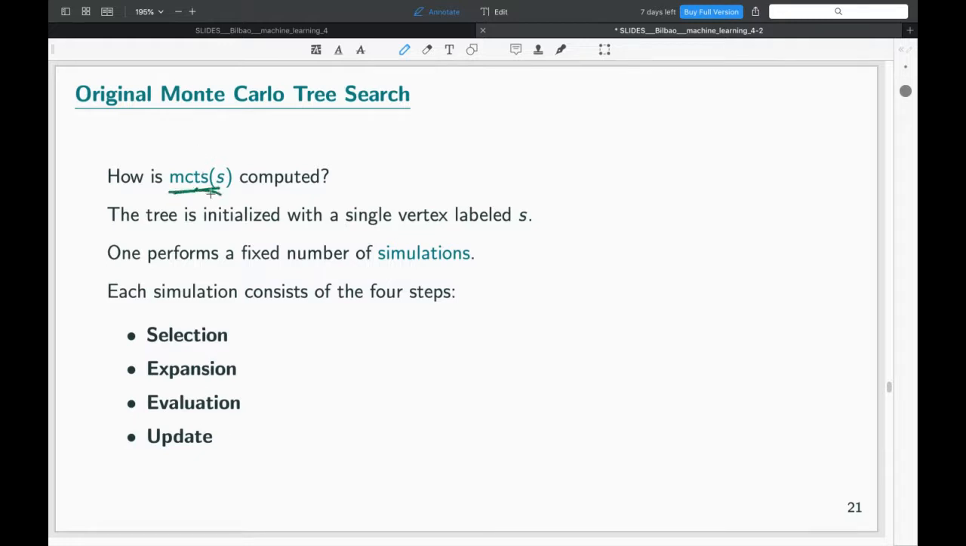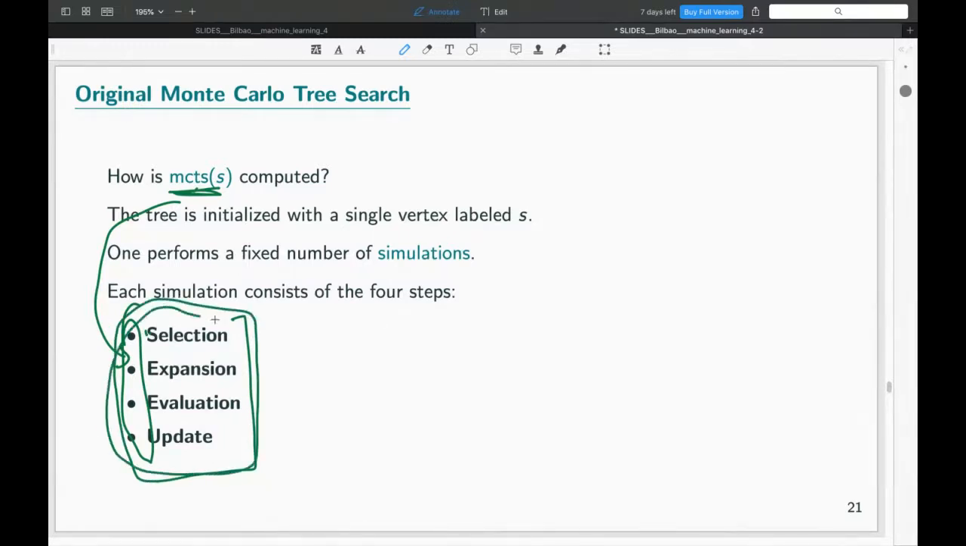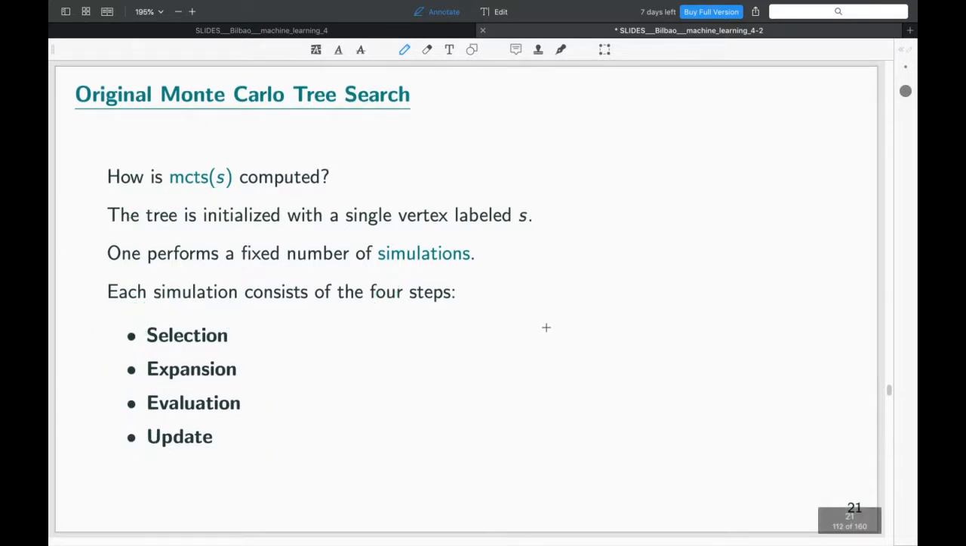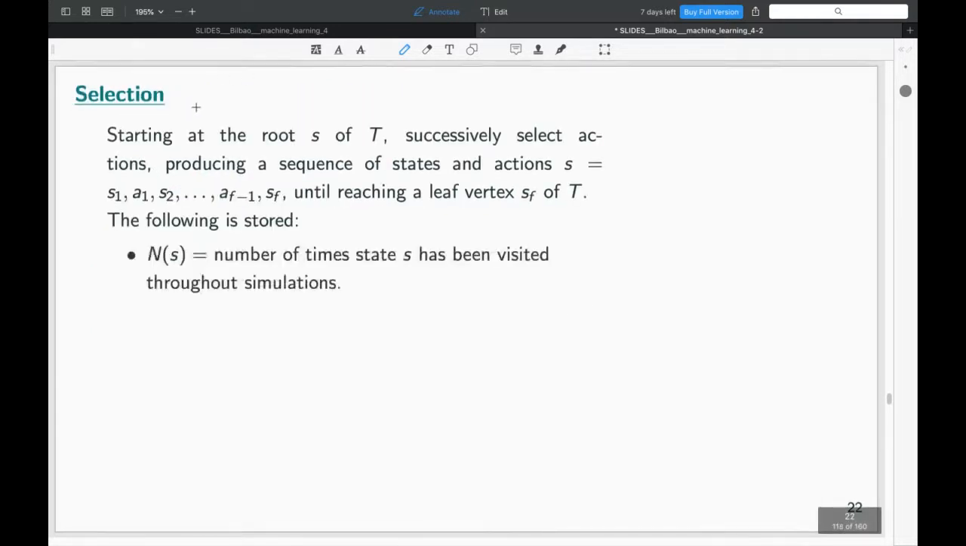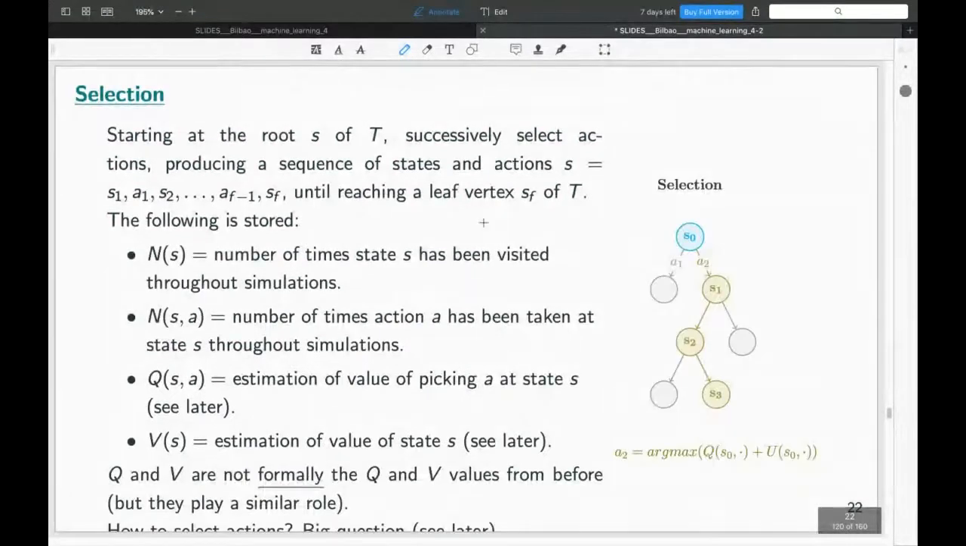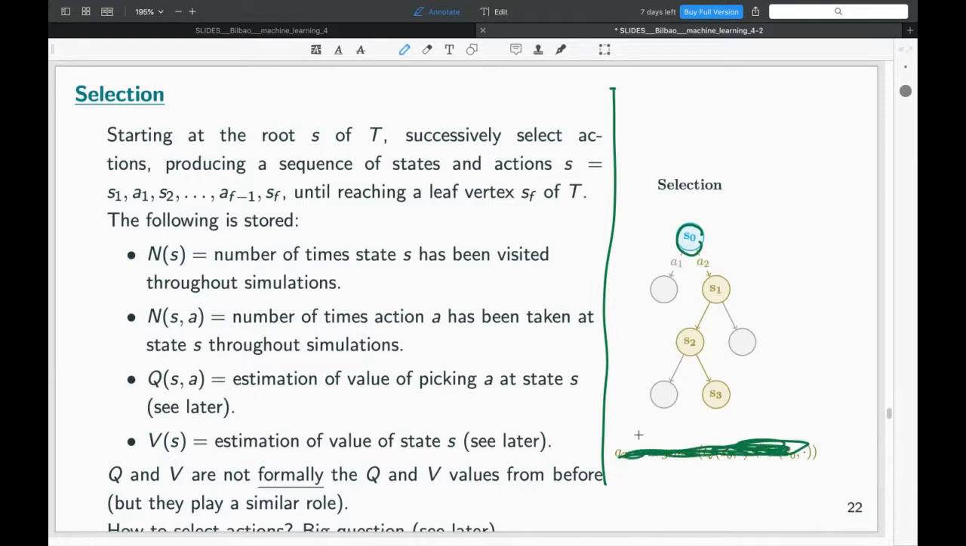So to compute MCTS, you perform these 4 steps a certain number of times. Each set of 4 steps is a simulation. Okay, so the selection step. Don't read this yet. Look at the picture. This is from a different talk.